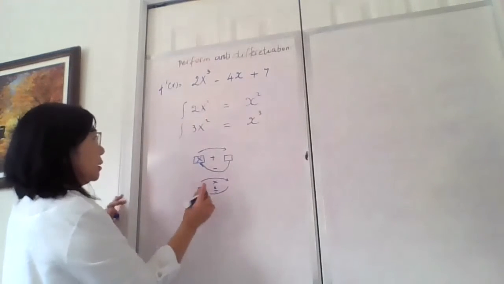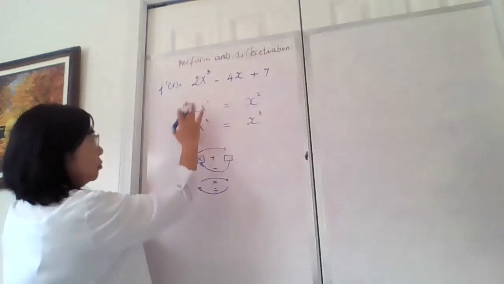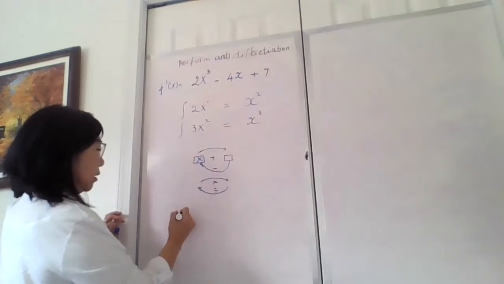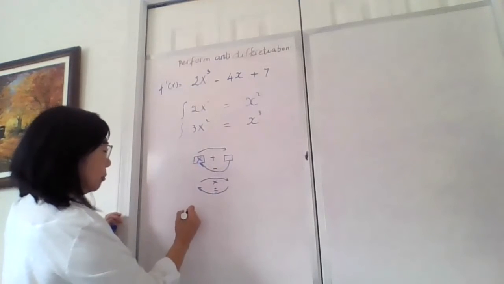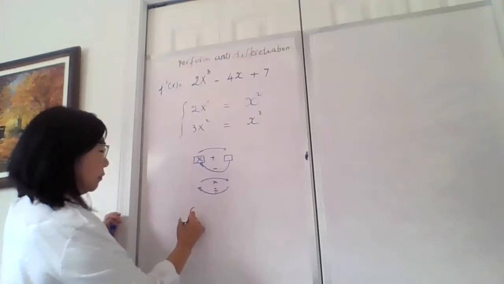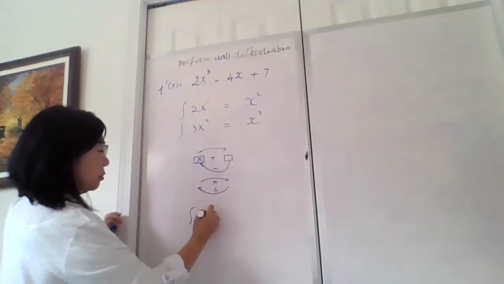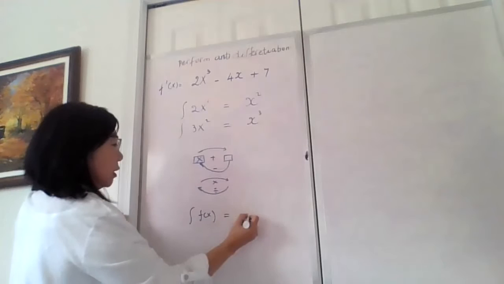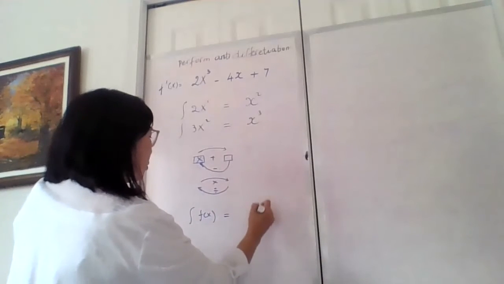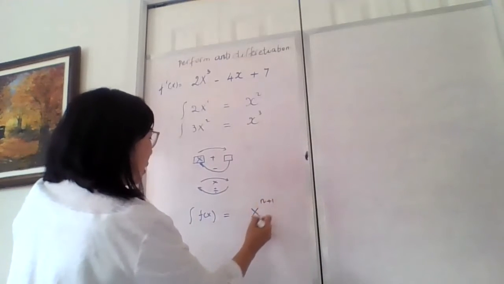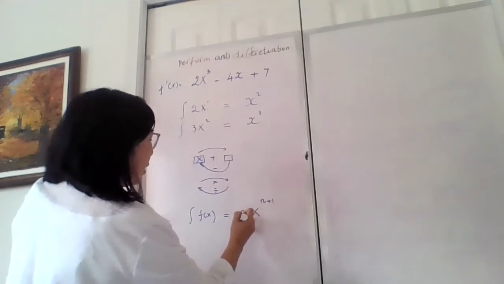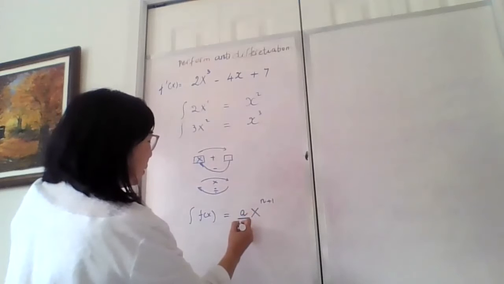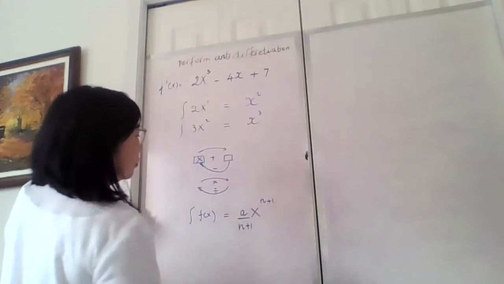So mathematicians developed the formula to find the antiderivative. If we want to find the antiderivative of any function, the answer will be x to the n plus 1. And let's say you have a number a here. This will be divided by n plus 1.